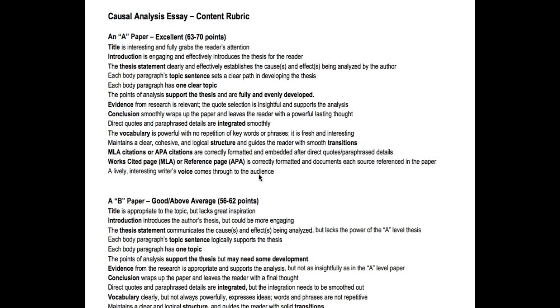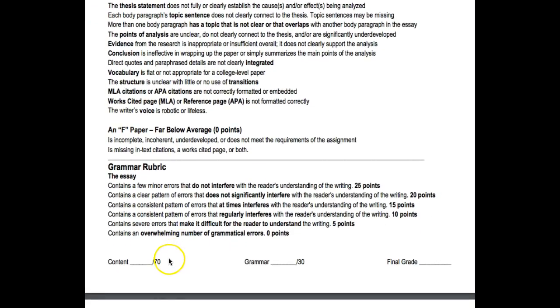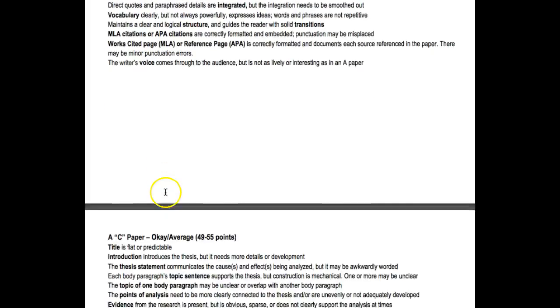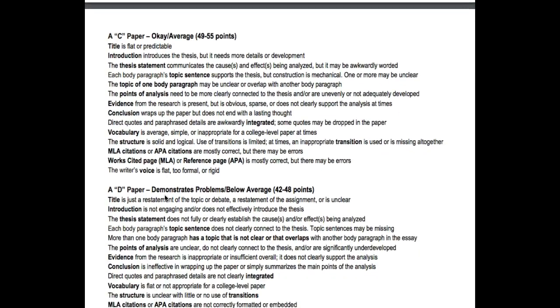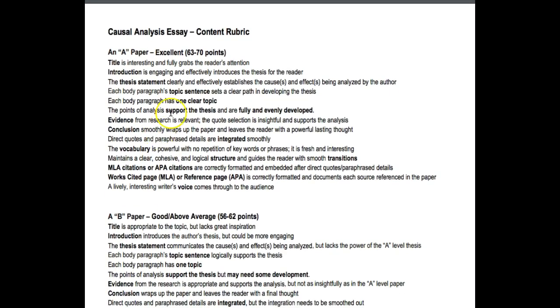So this is how I will grade you. You have 2 categories on the rubric. You'll be graded on content, and you will also be graded on grammar. For content, you can get up to 70 points, and for grammar, you can get up to 30 points. What I do is I describe what an A paper looks like, what a B paper looks like, what a C paper looks like, what a D paper looks like, and what an F paper looks like. For each one of those categories, you can get a range of points.